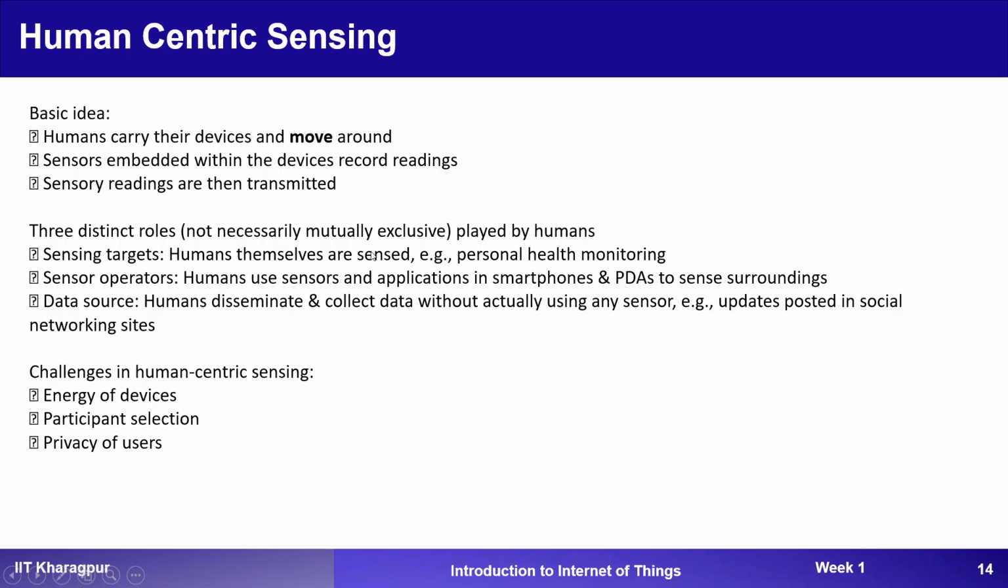So what are the challenges that we face in human-centric sensing? So first one is energy of devices. These devices which we use are resource-constrained devices and we have to give power to those devices. Second one is participant selection. Since in human-centric sensing, personal data is used, it is very required to select the participants in such a way that the privacy of the user will not be affected.